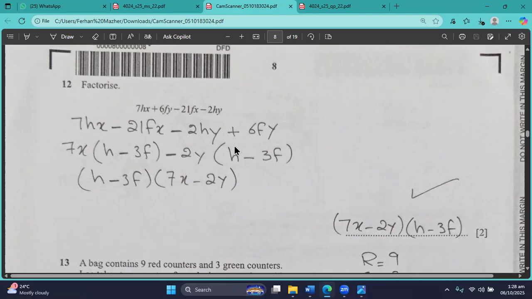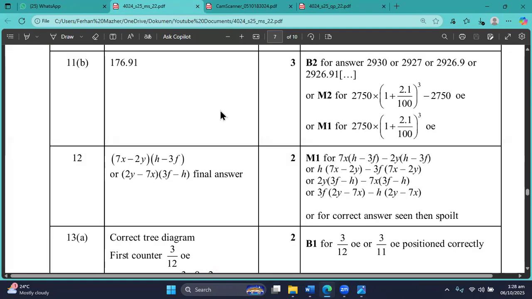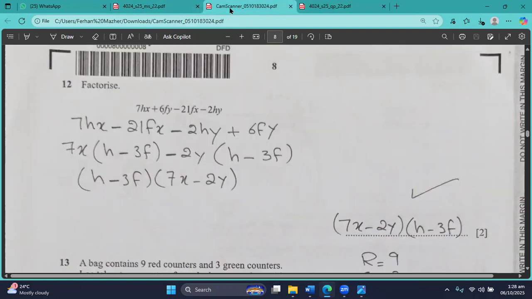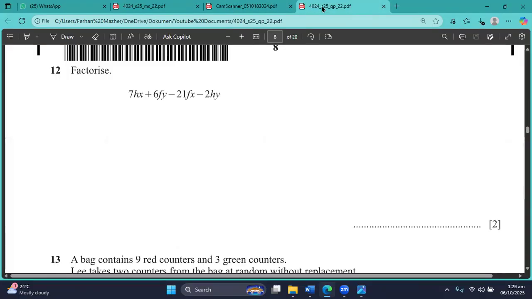Now, this bracket and this bracket are exactly the same, so you can take them common. When I take this bracket common, from here I will have 7x, and from here I will have minus 2y in my other bracket. So they are factorized. Okay, so let's have a look. This is the answer, sir. This is the right answer, sir. Our answer is perfectly fine.